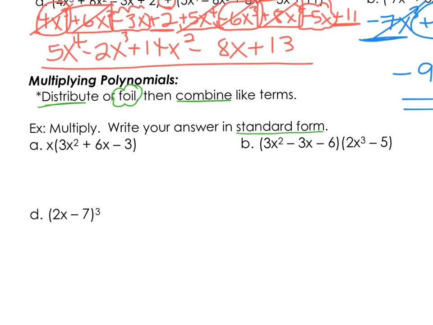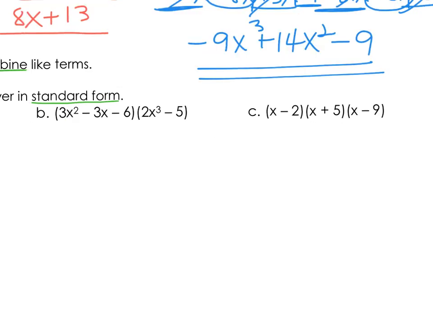In our first example A, we have x on the outside times 3x squared plus 6x minus 3 on the inside. To multiply, we're going to distribute the x into all three of those terms. X times 3x squared would be 3x cubed. X times positive 6x would be plus 6x squared. And then x times negative 3 at the end is minus 3x. That's literally what our answer would look like.